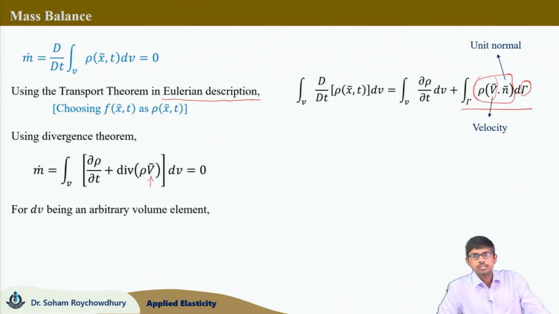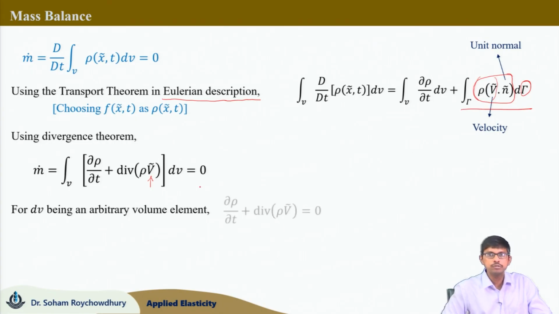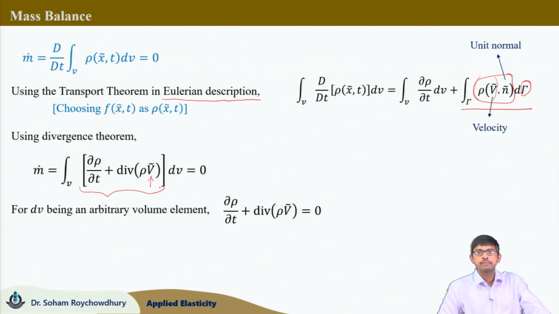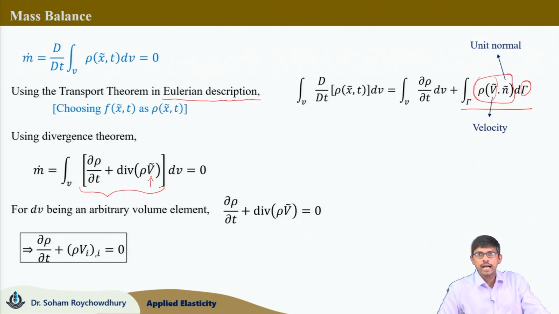Now, for d small v being an arbitrary quantity and this integral to be 0, we must have del rho del t plus divergence of rho v, the integrand which is there within the integration, be 0. So, in index notation we can write the divergence of rho v as (rho v_i), comma i. So, del rho del t plus (rho v_i), comma i equals 0. This is the mass balance expression in the Eulerian description.